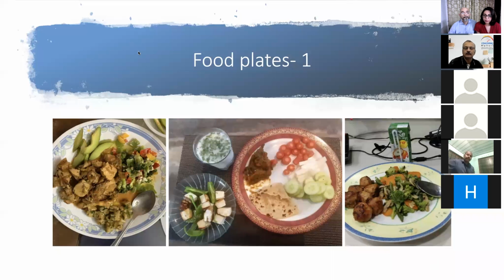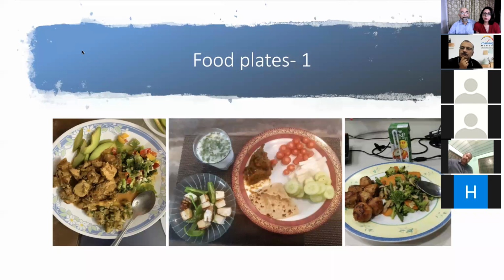Now, if you see the plate in the middle, again, there's a lot of vegetables in salad. There's only a small amount of chapati, there's sabzi, there is paneer with capsicum, and there's also a glass of chas. It's a good idea to include some curd or chas in our meals, because it has probiotics.